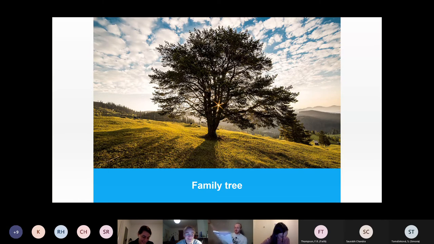Then, if one of your parents has a sister, they're called your tante. Tante. And if they have a brother, they're called your oom. Oom. Which is a fun word, I think. And moving up one, finally, your grandma and grandpa are called opa and oma. Or if you want to be old-timey and respectful, you can call them your grootvader and grootmoeder, grandfather and grandmother. But no one really does that.